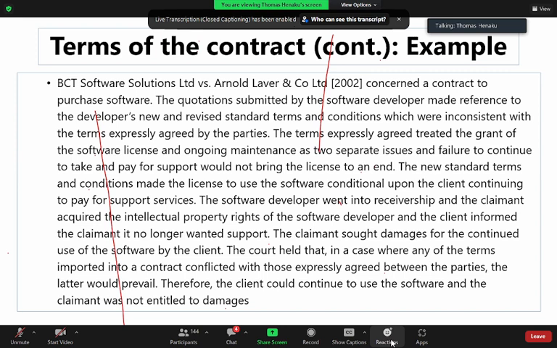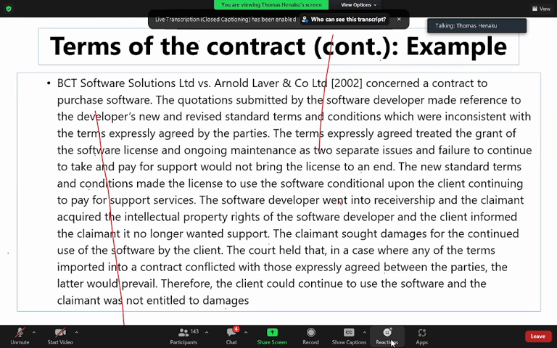So what really gave rise to this litigation? First of all, there was a contract between a software developer and some company, Arnold Lever, and they agreed on the terms of the contract, and treated some things as two separate matters. Now, the software development house goes into receivership, and so what does it mean to go into receivership? The claimant acquired the intellectual property rights of the software developer, and the client informed the claimant it no longer wanted support. That is where the issue started.